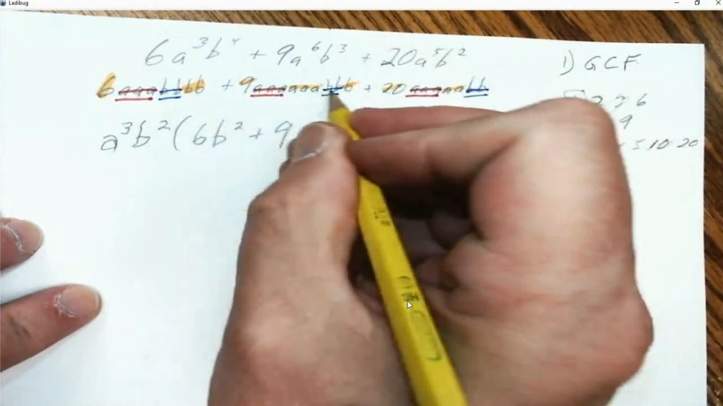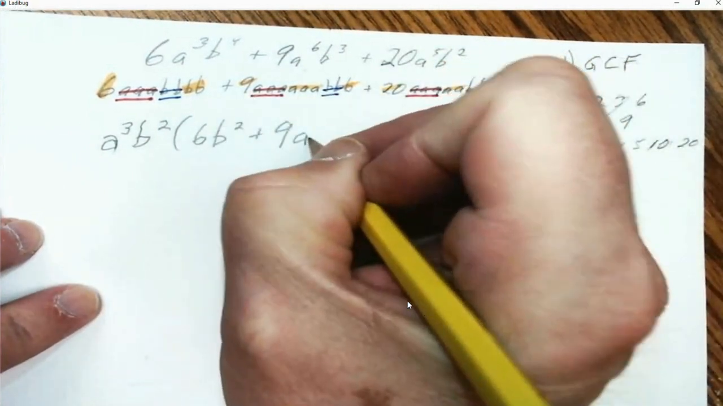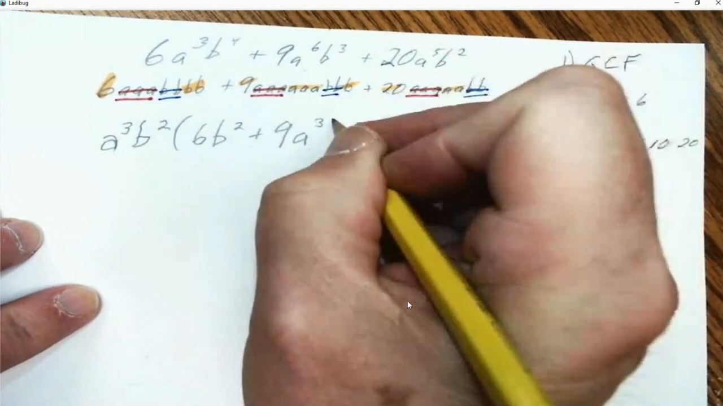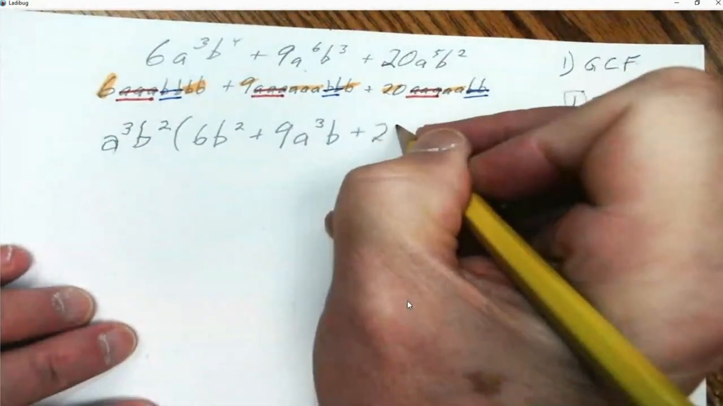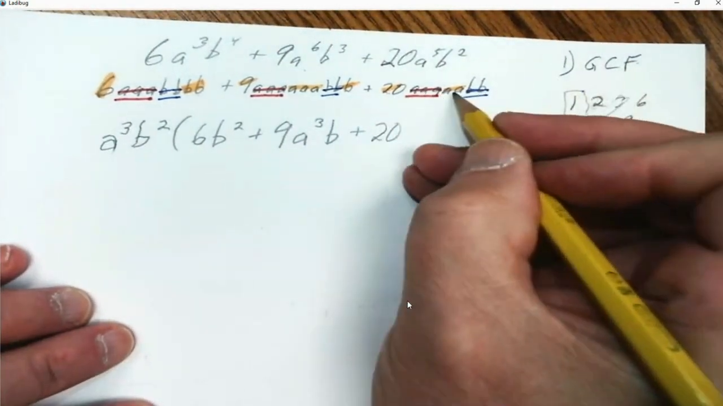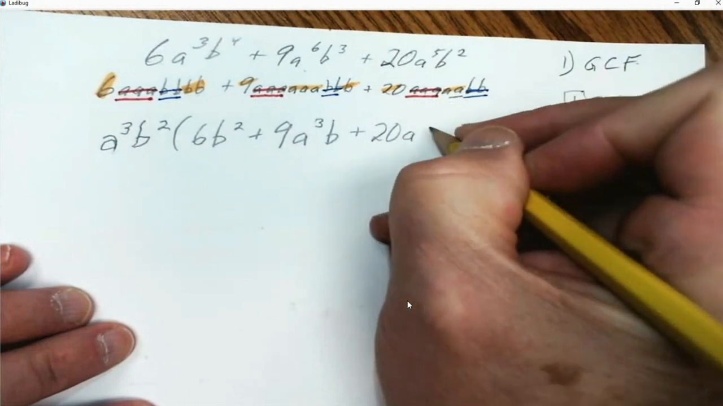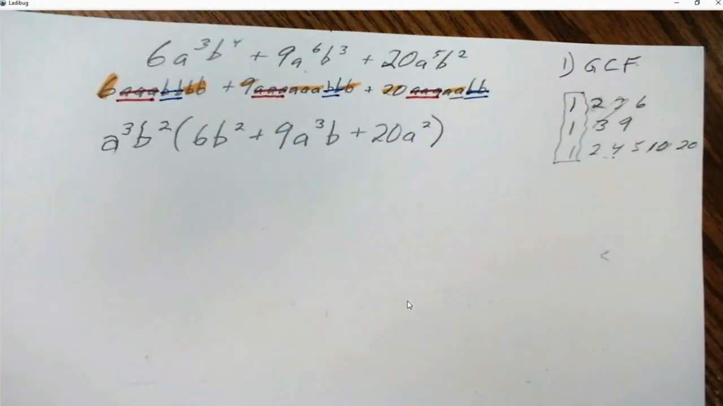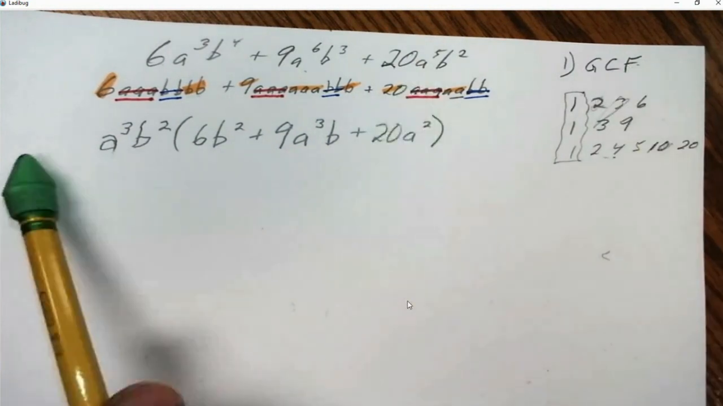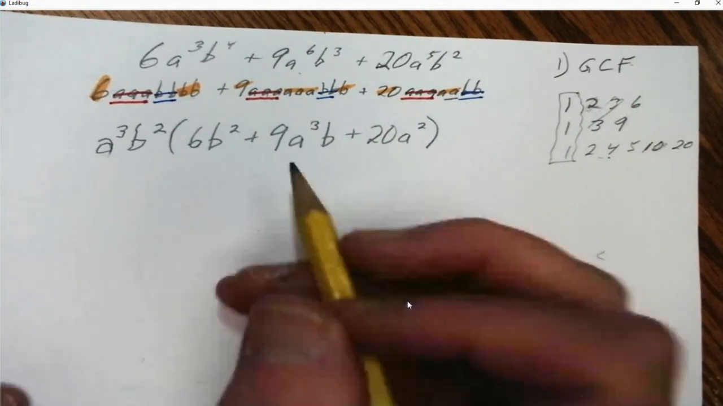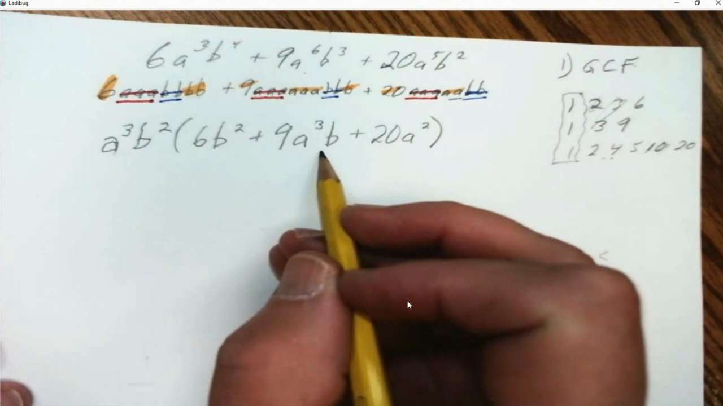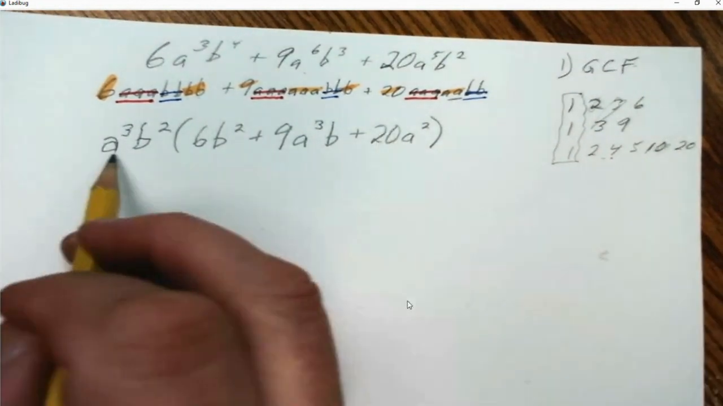A to the 3rd power and B, not going to change anything yet. And then the last term, we have 20. All that's left is right there, A squared. So that is fully factored. That's pulling the greatest common factor out of there. That is taking the greatest common factor out of each one, and that's what's left. 6B squared plus 9A to the 3rd B plus 20A squared after pulling this out.